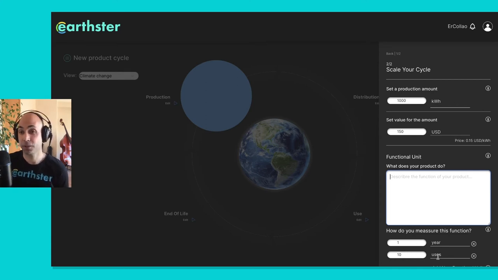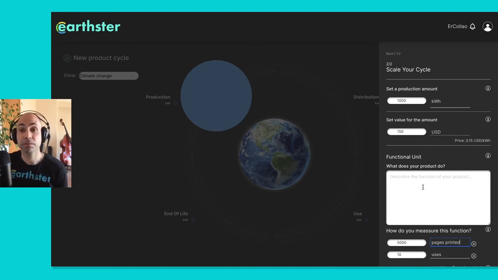So you may end up, we populate it by default with examples, such as a year or so many uses of the product. Those are generic, but you could substitute, like in your case of the printer, with 5,000 pages printed. And then you have a functional unit.